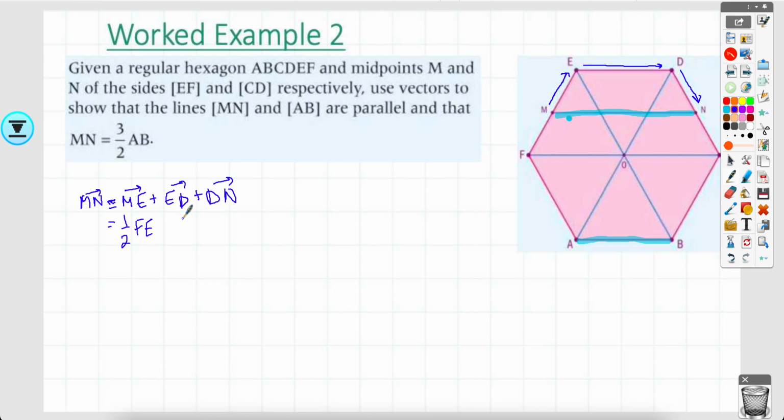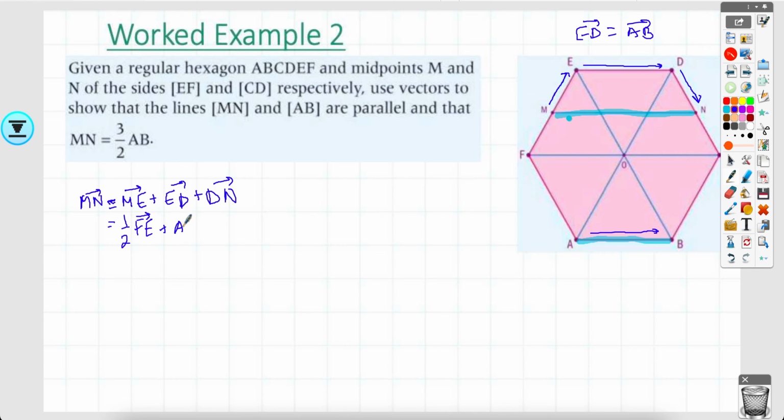And we know that ED, if we look here, ED is exactly A to B. We can go back to basics: this is a regular hexagon. You have equilateral triangles here. So in a regular hexagon, all the lengths are equal. So ED is equal to AB, same direction. And therefore ED is equal to AB. From that fact, back to the definition of equality.